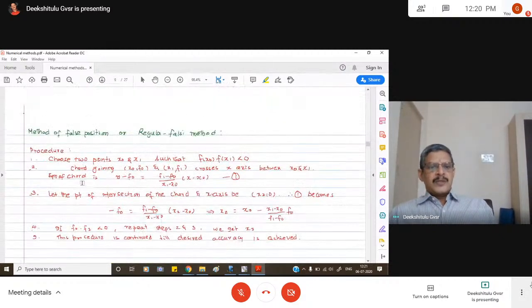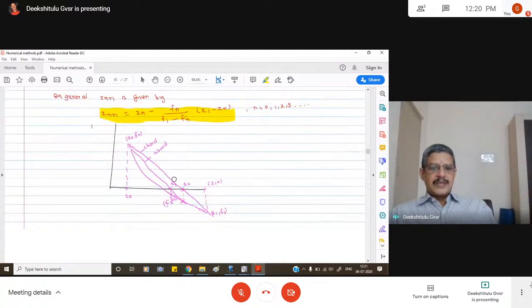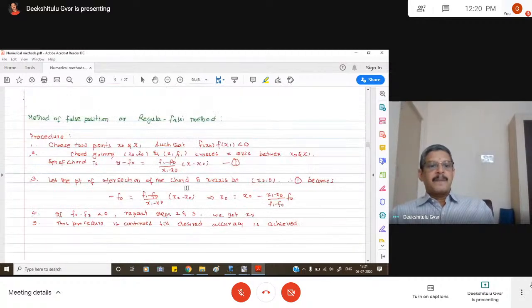Next, consider the chord joining these two points, x0, f0 and x1, f1. Because one is above the x-axis and one is below, if you join these two points, the chord must cross the x-axis somewhere. Consider that point. The chord joining these two points is given by the point-slope form of the straight line: y minus f0 is equal to (f1 minus f0) by (x1 minus x0) into (x minus x0).